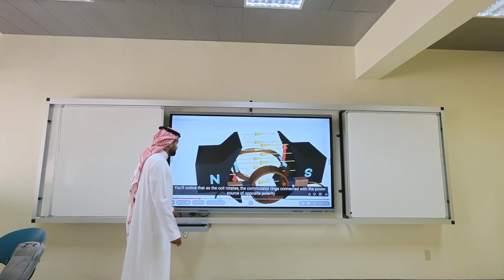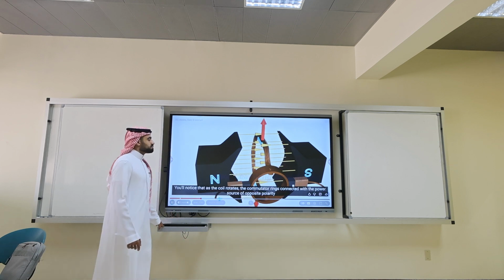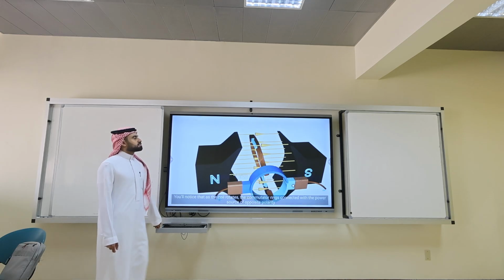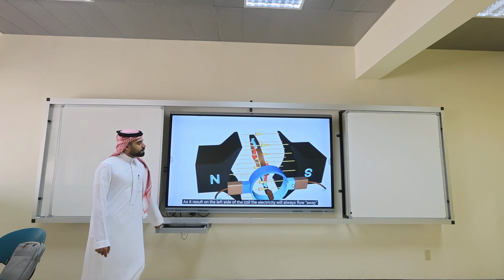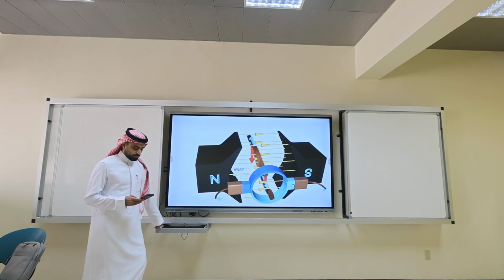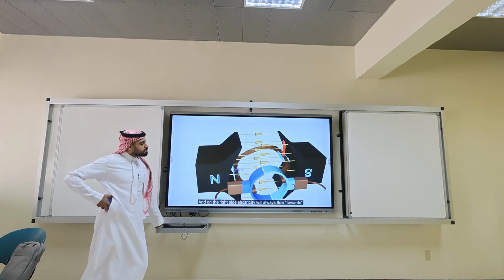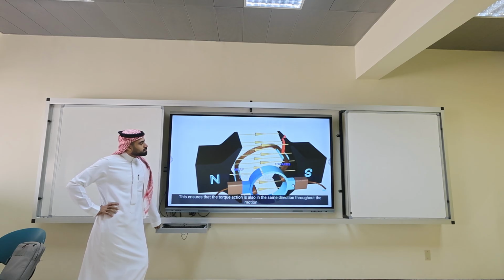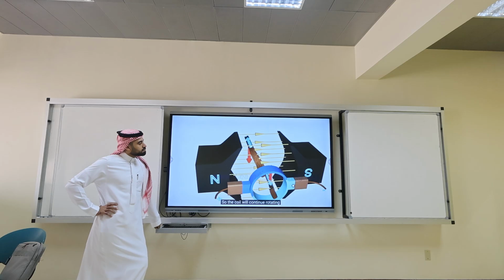You will notice that as the coil rotates, the commutator rings connect with the power source of opposite polarity. As a result, on the left side of the coil, the electricity will always flow away, and on the right side, electricity will always flow toward. This ensures that the torque action is also in the same direction throughout the motion, so the coil will continue rotating.